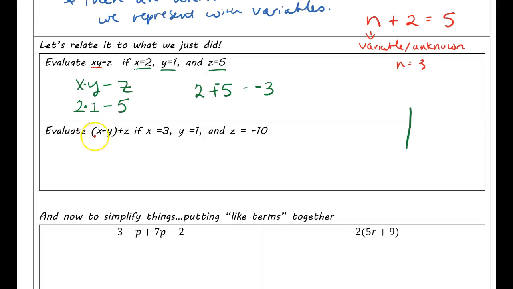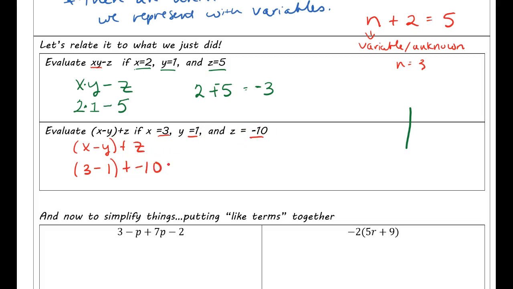I always like to recopy what this tells me to do. X minus y plus z. Then I'm going to start plugging in all these numbers, okay? So x is 3. I'll recopy the minus. Y is 1. I'll recopy the parenthesis, recopy the addition sign, and then z is negative 10.